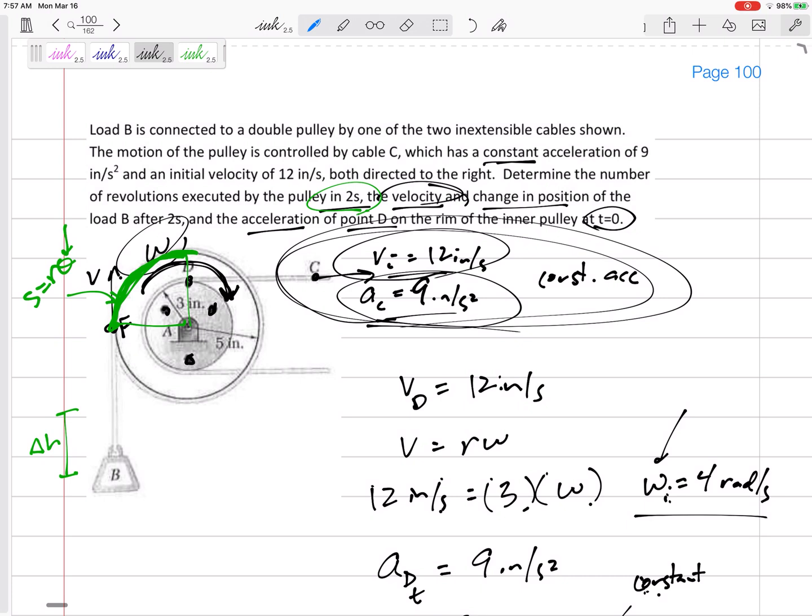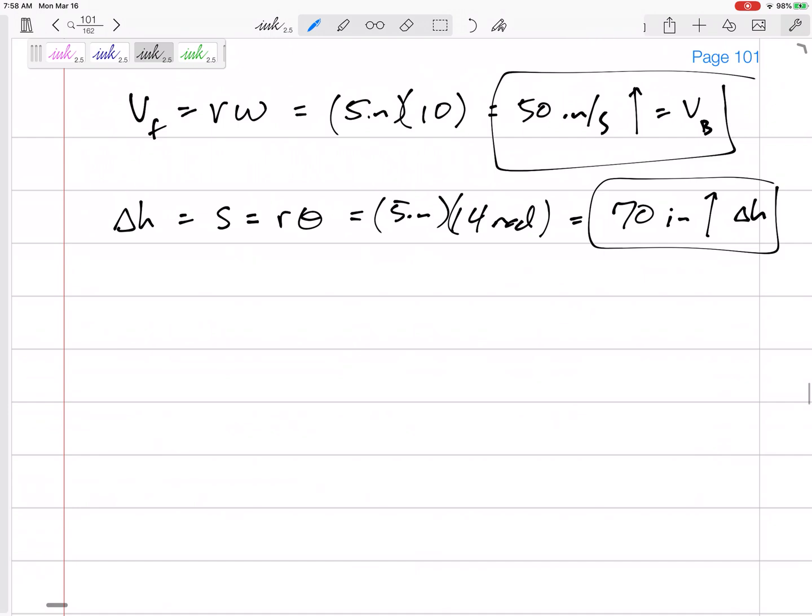So the acceleration of point C is 9 inches per second squared. So what is the acceleration of point D? That's practically it. The acceleration of point D, 9 inches per second squared. But what am I forgetting? That is only the tangential acceleration for point D. I also need the normal. Anytime something's in a circular path, don't forget about normal acceleration.